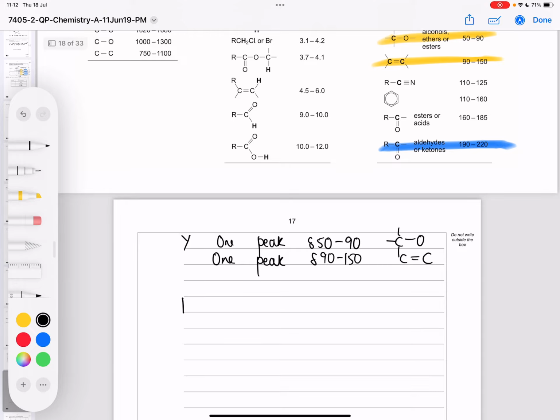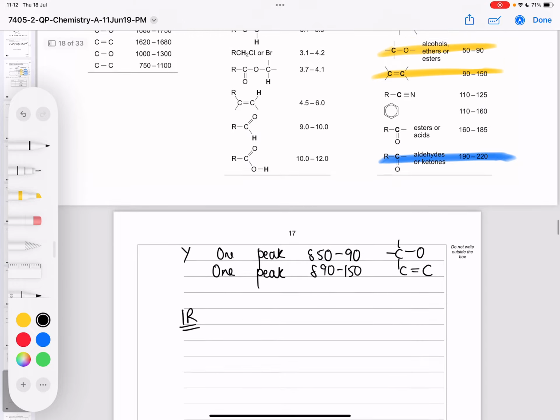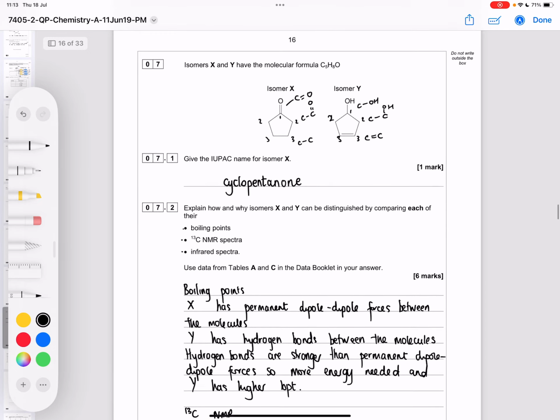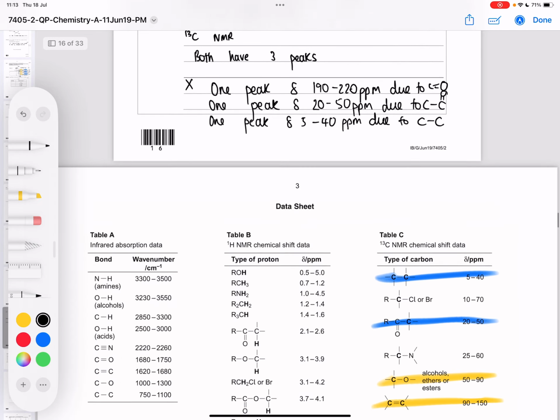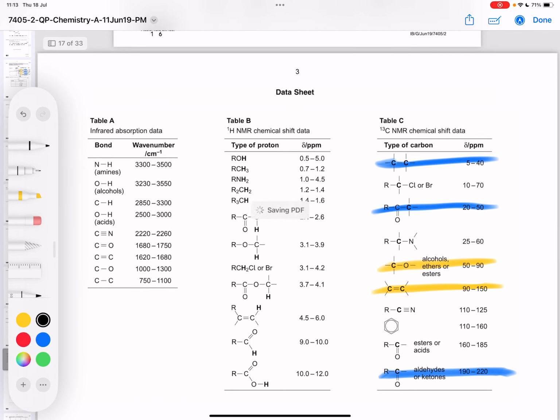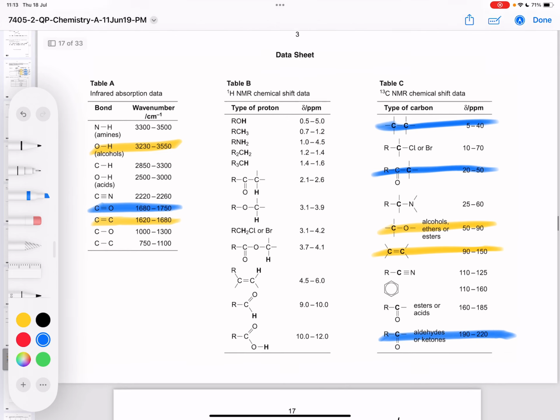Then we've got infrared. So we go back and we have a look at our molecules. We've got a C double bond O, and we've got an OH alcohol and a C double bond C. So we go back and look at our data sheet. So the one that had an OH alcohol and a C double bond C, and the other structure had a C double bond O. So we need to bear those in mind.